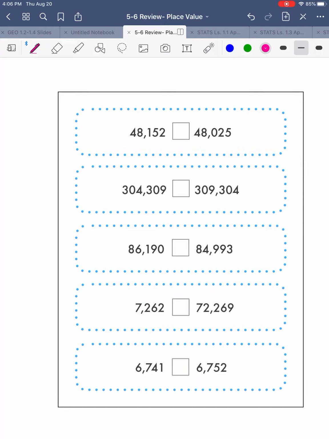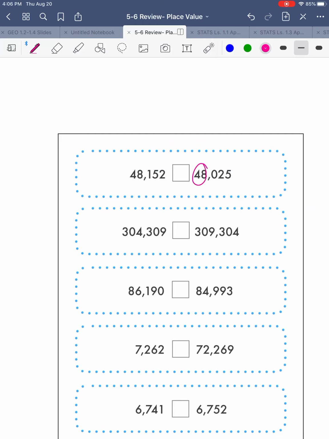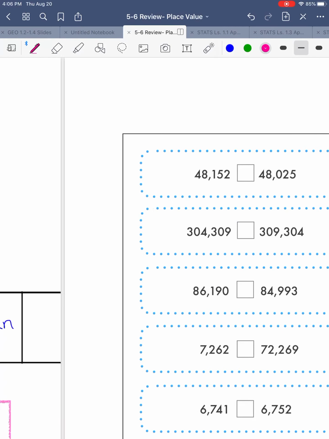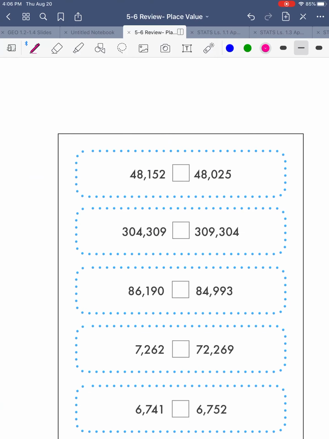So the first number, I read this as 48,152. So you hear me say thousands, and it said 48,152. The other number is also in the 10,000s place for the largest. So that one is 48,025. And then now we just have to look. Now, remember, this is the number being written first. So I have to tell how this number compares to this number, okay?